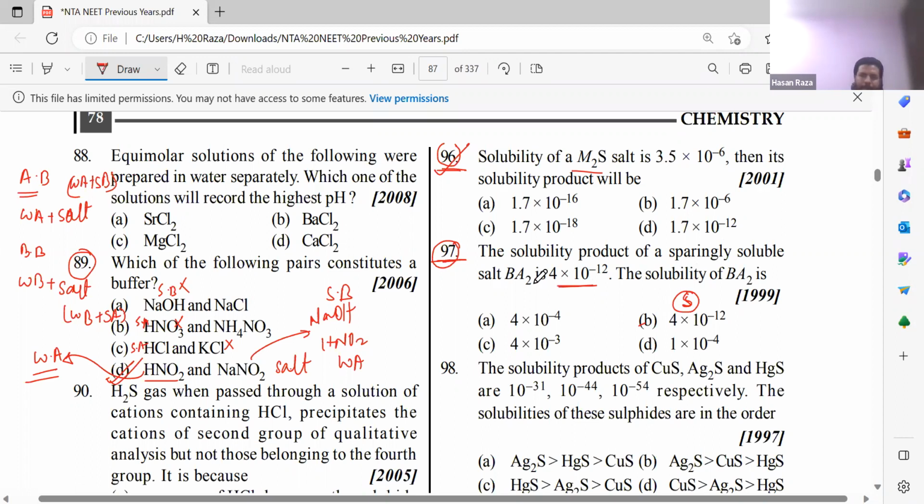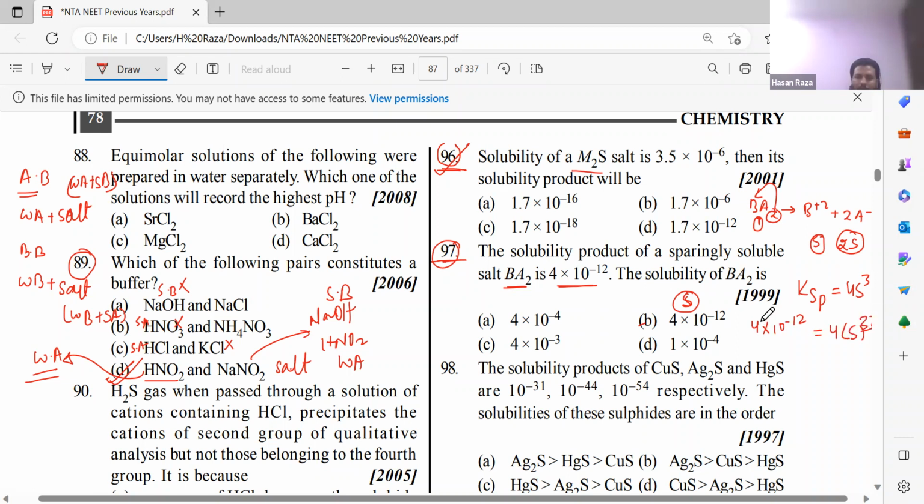We now see what you need to do. If you are going to dissociate this BA2, it will be B plus 2 and 2A minus. Whatever is here that comes in positive, and whatever is here that comes in negative, you can do in this way, and solubility S will be of this and 2S is this. So here you can see KSP will be again equal to 4S cube, in which KSP is given as 4 into 10 raised to the power minus 12, and here 4 and S cube we need to calculate.